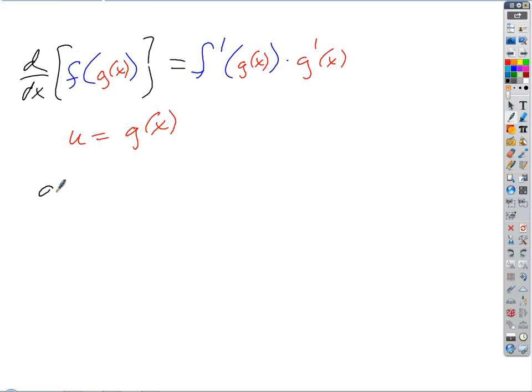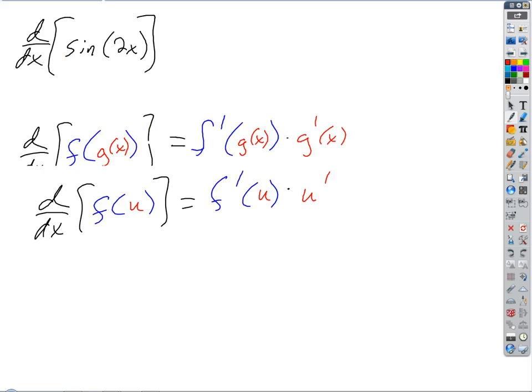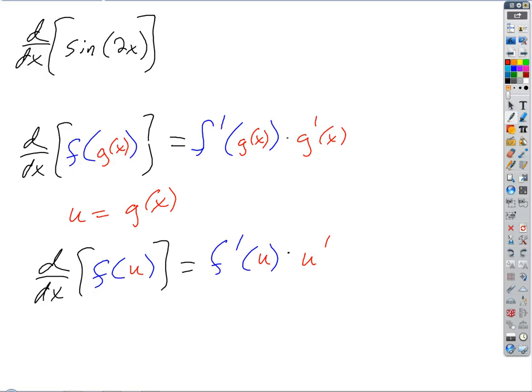We could say the derivative with respect to x of, be careful with this, f of u, we'll be careful with that all year, is equal to f prime of u times u prime. Right? Okay. So now we could do our, that's not that hard, right? That makes things relatively simple, but it expands our ability to take derivatives tremendously.